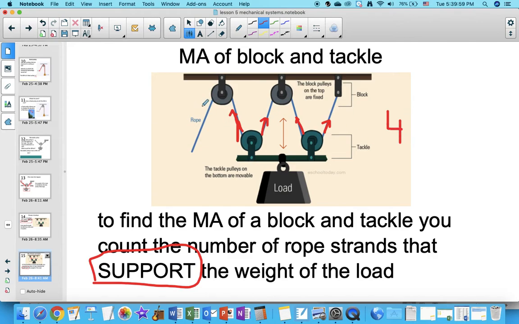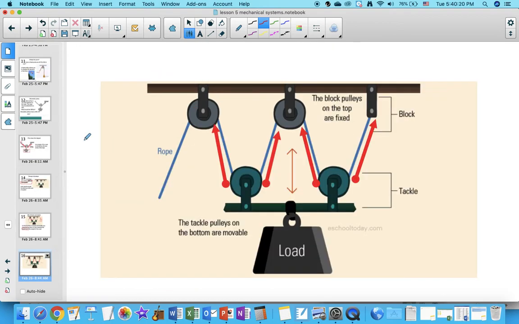You don't count this rope because it's not contributing to supporting the weight, right? The rope goes up this way. So when you pull down, you're pulling down on this pulley, not pulling up on the weight. So it's this one, this one, this one, and this one, giving you a mechanical advantage of 4. Right? So again, holding the weight, holding the weight, holding the weight, holding the weight, not holding the weight.